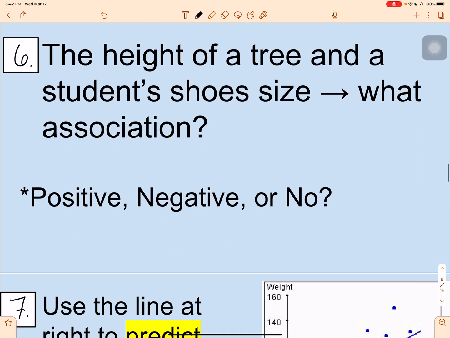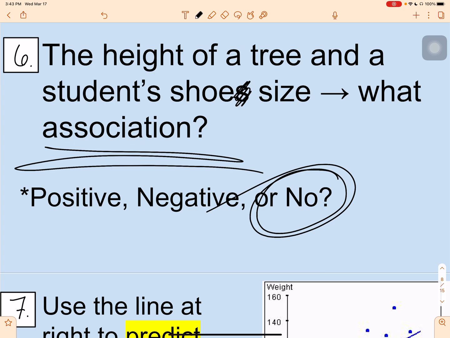Number 6 is the height of a tree and a student's shoe size. What association? Okay, so the tree, I'm looking at a tree right across the street at my neighbor's house. That tree is super tall. Does that mean my feet are really big? Or the tree next to it, that tree is super short. Does that mean my feet are small or that my feet are big? There's no association here. None. There's no relationship between the height of the tree outside and your shoe size.